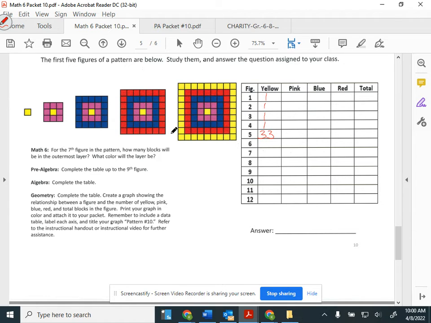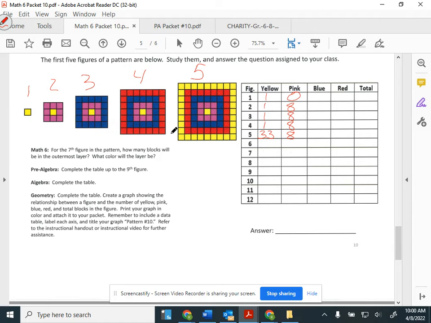How many pink are in the first pattern? 0. How many are in the second? 8. How many are in the third? 8. How many are in the fourth? How many are in the fifth? 48. How many pinks are there? 8. So this is our first, second, third, fourth, fifth.